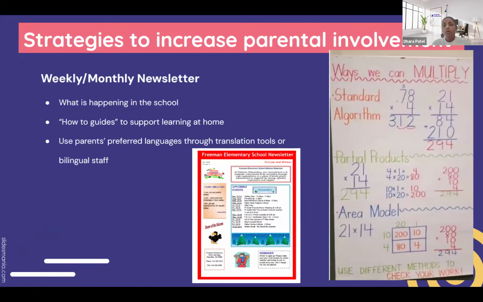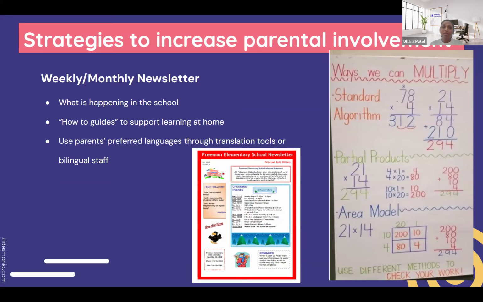So the first one is simple: a weekly or monthly newsletter. I'm sure your school district is probably already doing it or your teachers are doing it. In case you aren't doing it as a school or district, it's something to consider, right? Whether it's weekly or monthly, what do you include in it? What's happening in the school? What is coming up? What are some upcoming dates, right? It could be days that we have off, etc.